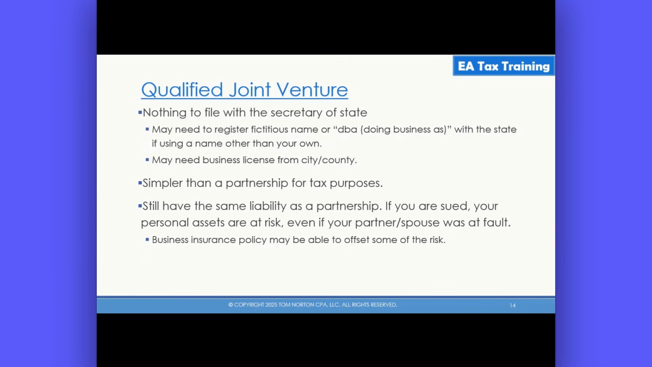For a qualified joint venture, there is nothing to file with the Secretary of State because this is just like any other type of partnership as far as the state is concerned. It is simpler, though, than a partnership for tax purposes because you don't have that separate tax return that you have to file. But it does still have the same liability as a partnership. So if you are sued, you can be sued for something you do or for something that your spouse does. So you've got those same risks, just like any other partnership.